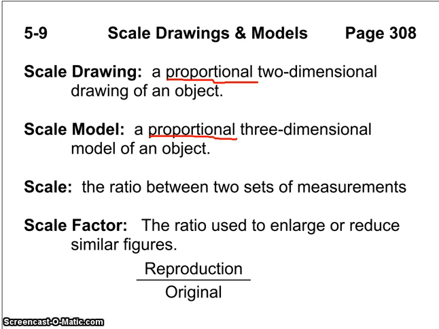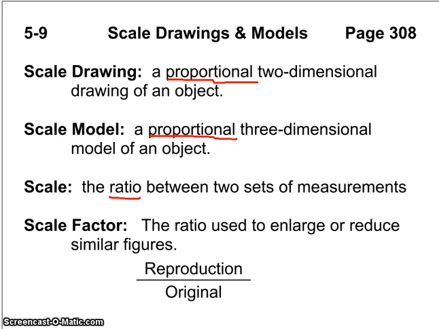Also, I want you to be familiar with the term scale. Scale, again, we're talking about ratios. A scale is the ratio between the two sets of measurements. For example, if you're looking at a blueprint of a house, the scale would be the actual length of your blueprint. So if you're measuring the length of the house on your blueprint compared to the actual length of the house, that would be a scale.